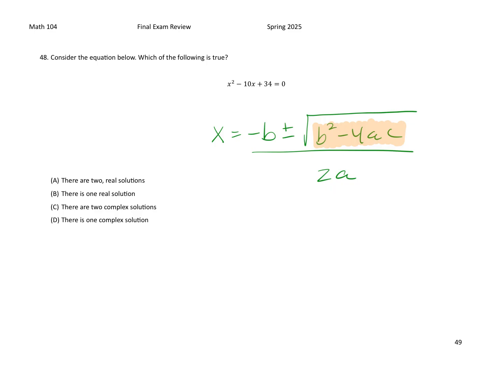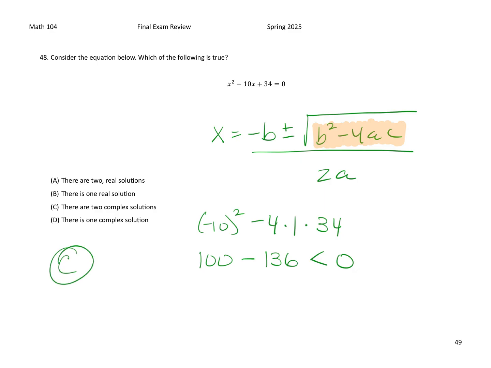So that's going to be negative 10 squared minus 4 times 1 times 34. So 100 minus 4 times 34, that's 120 plus 16, so 136, which is going to be negative. So that means I'm going to have i's in my answer, so there are two complex solutions.